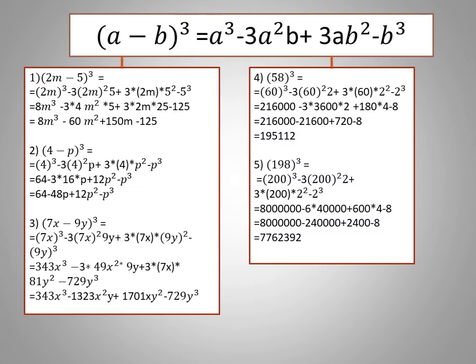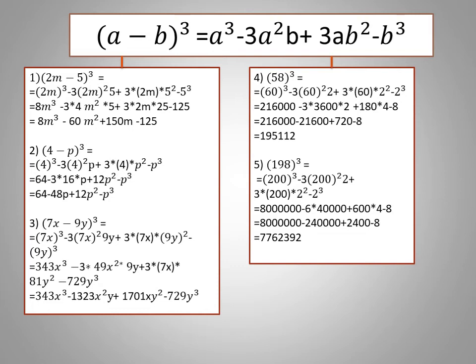A value is 200 and B value is 2. 200 raised to 3 minus 3 into 200 square into 2 plus 3 into 200 into 2 square minus 2 cube. Use the proper formula there. Then 200 cube, how to write? First say me what is the cube of 2? 8, correct. How many zeros in 200? 2 zeros. Which index we want? 3. Then 2 3s are 6. Then how many zeros on 8 will you give here?